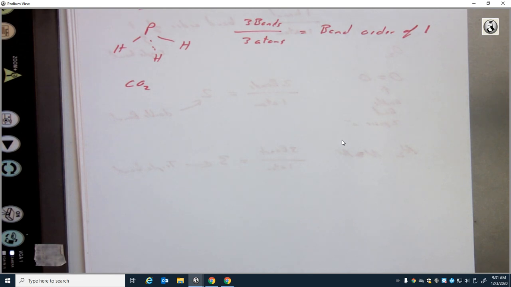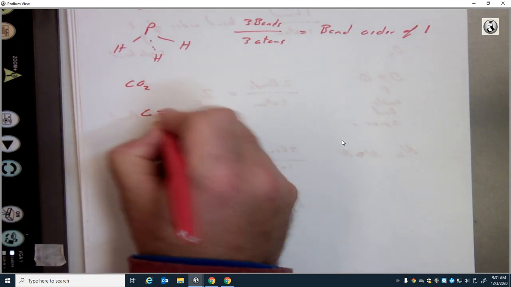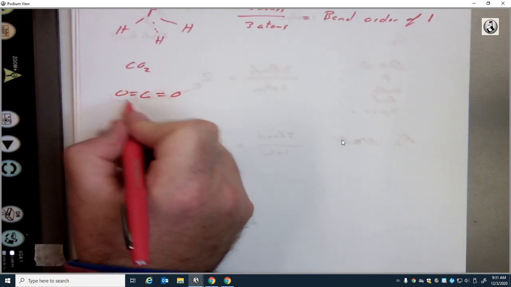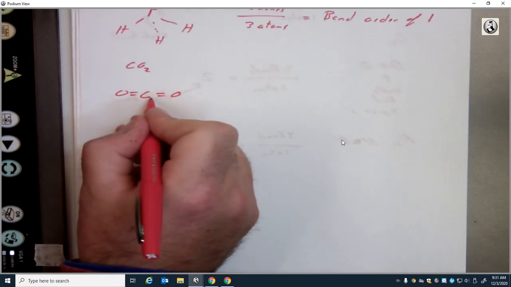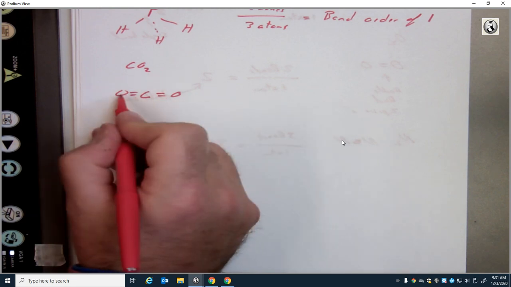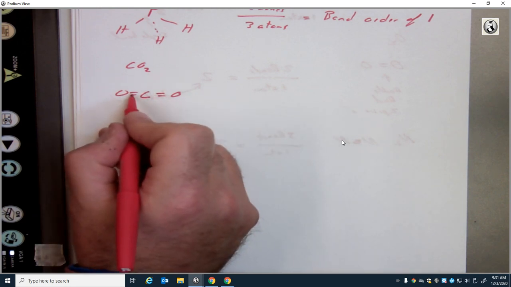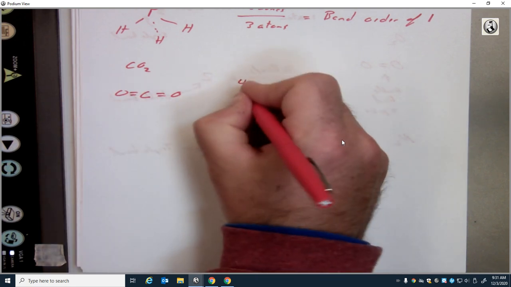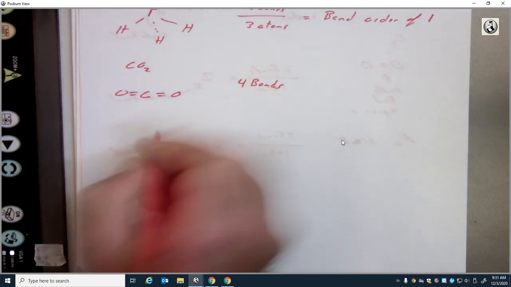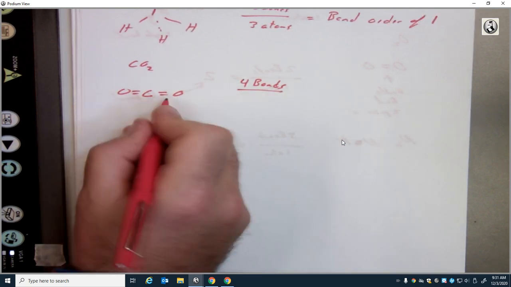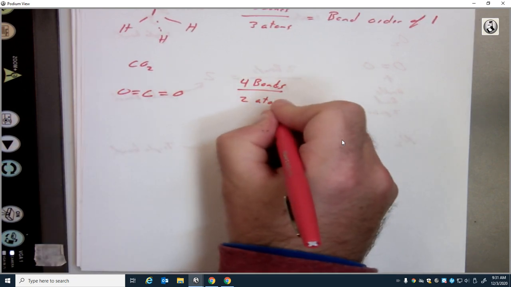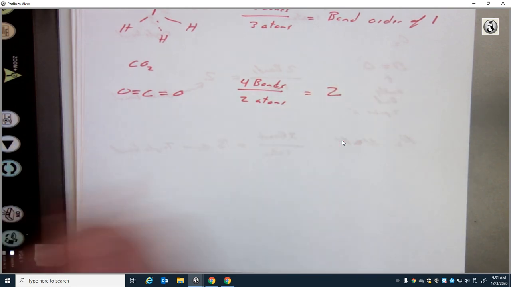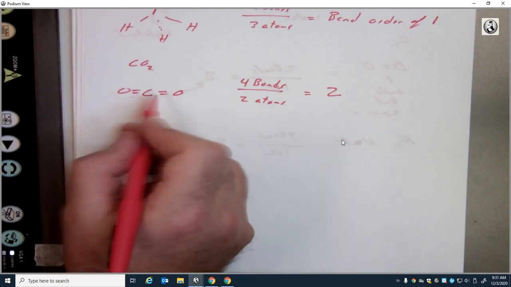How about CO2? Again, we're looking at this central atom. All right, so if we look at this central atom, it's got 2 double bonds. This double bond counts for 2. This one counts for 2. So this has 4 bonds. It only has 2 atoms. And it gives us a bond order of 2, which is saying, hey, look, these are double bonds.